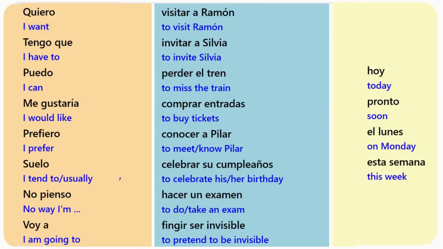Okay, let's add in the time phrases, the third column now. What does this mean? Me gustaría visitar a Ramón esta semana. Me gustaría visitar a Ramón esta semana. I'd like to visit Ramón this week.